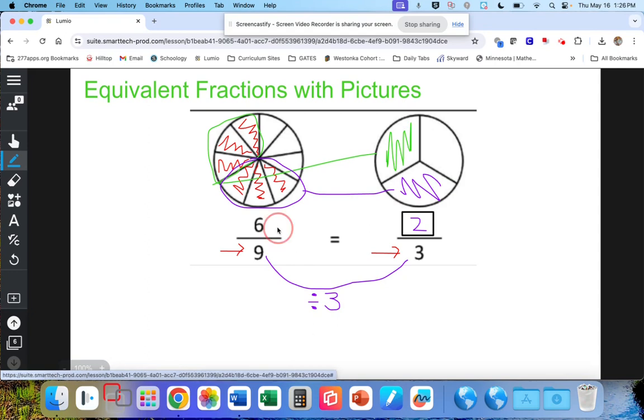What we did to the bottom, we now need to do to the top. So 6 divided by 3 gets us to 2, and that is correct. So we know we got to the right answer.